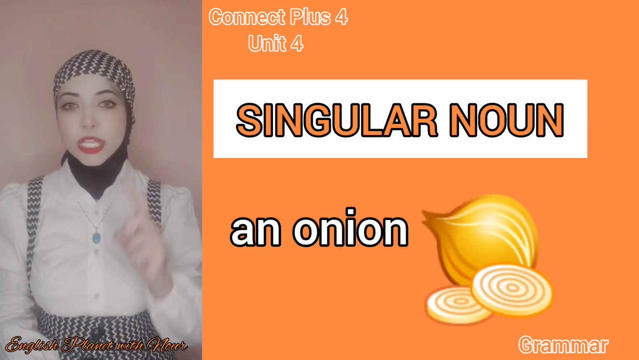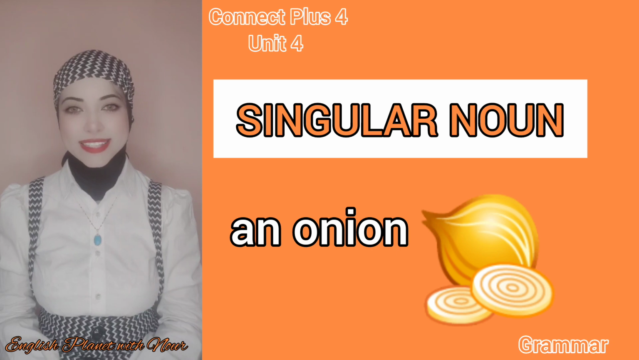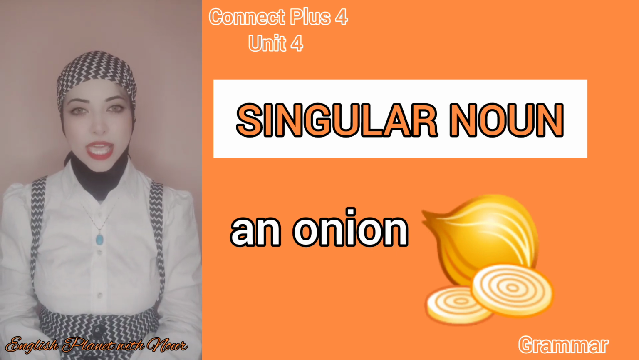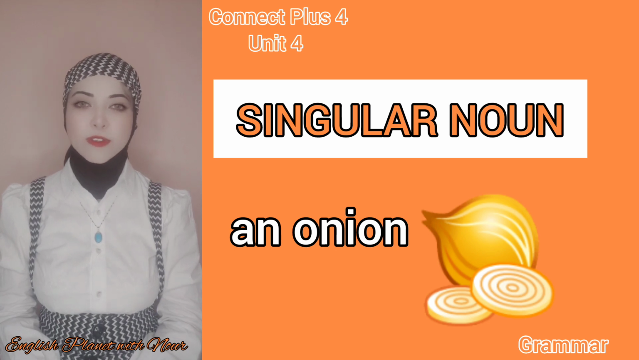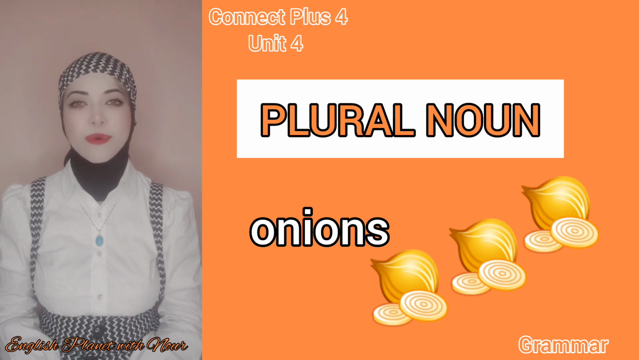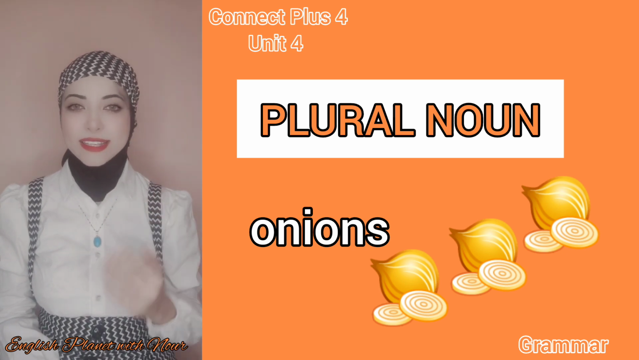If I want to talk about only one onion, we don't have the numbers in English, so you have to add a or an. The word onion starts with an o sound, and this is a vowel sound, so we have to add an before all the vowel sounds: an onion. If we want to talk about a group of onions, you have to add the letter S at the end of the word. Onions. An onion, many onions.